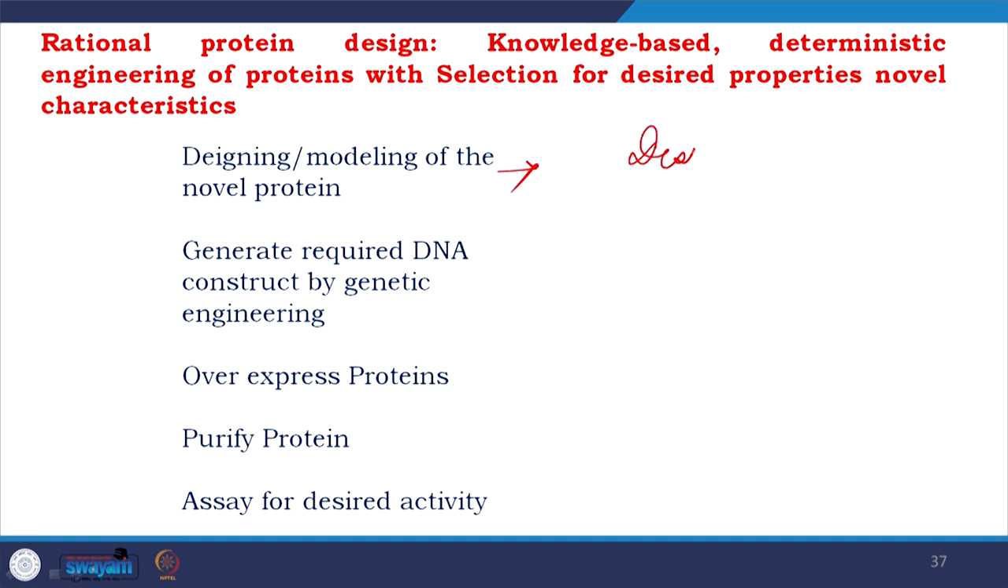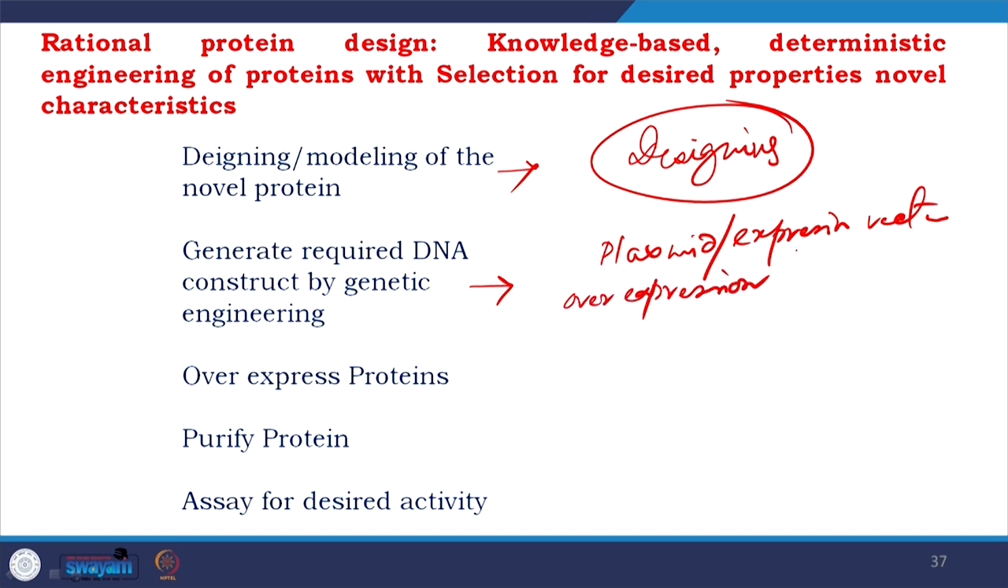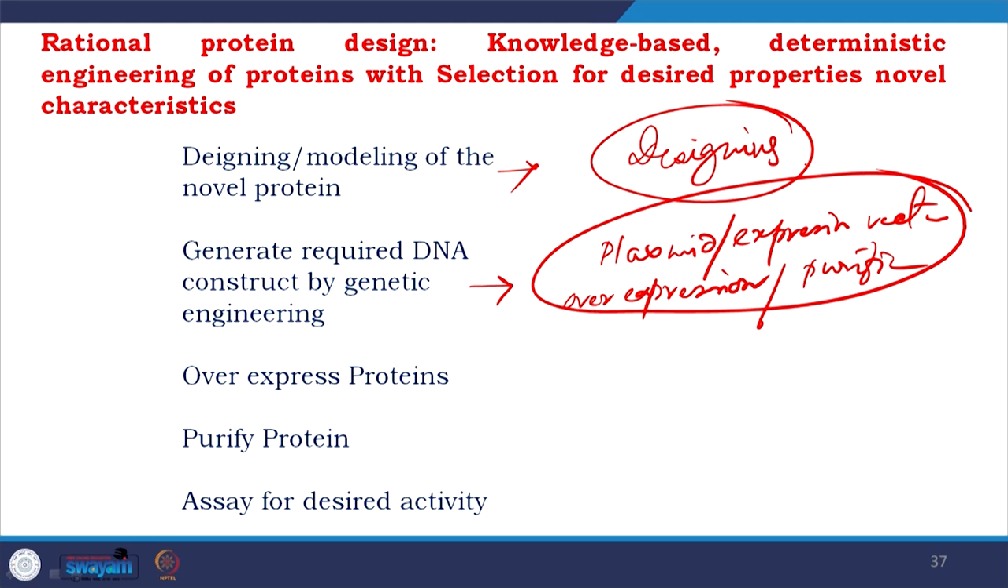We have talked all about designing, but when you are working with sampling domains, it is not as challenging as we talked about de novo designing, but you have to do the designing. Then when you have the designing, you have to do genetic engineering, which means you need a proper plasmid, you need an expression vector, you need to include overexpression related strategies, how they will be induced, you need a purification strategy, all in the plasmid. Then you will get a host to get good overexpression of the protein.